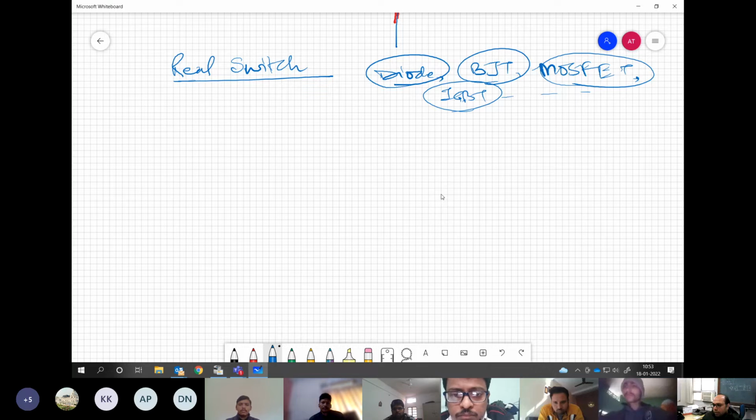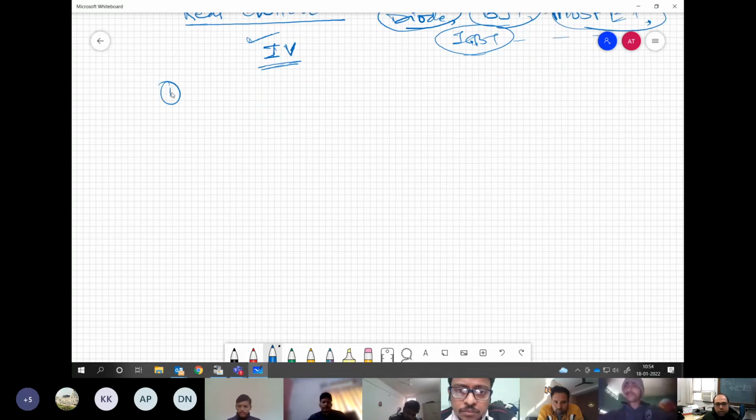IV characteristics. Yes. So we need to see the IV characteristic of each device, what it has, and based on that, it can be applied to a particular circuit or a particular place based on the requirement. You understand my point? So let us say we have diode. First switch we take as diode. Simple PN junction diode we have, and of course there is no control terminal for this.